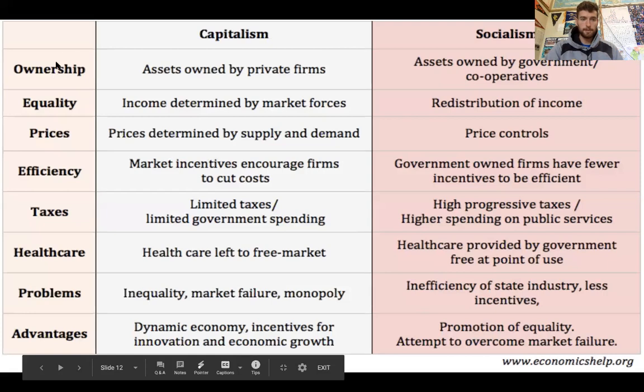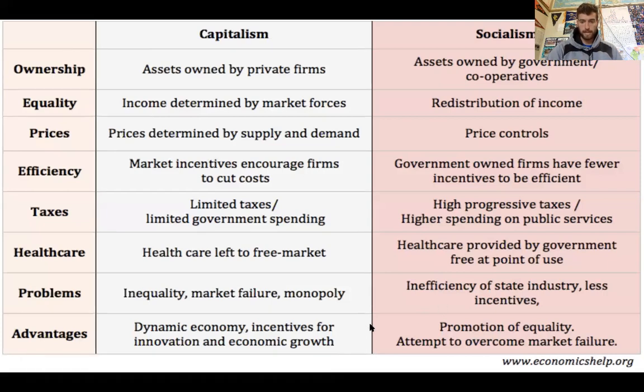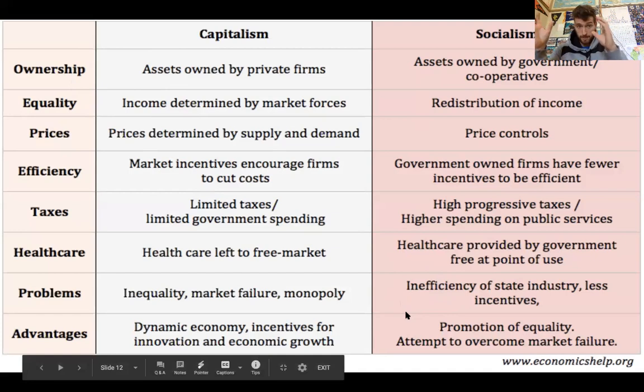So this is an image that explains the difference between capitalism and socialism. So capitalism, and we'll just roll through this. Capitalism is where the ownership, right, of who owns the product, who owns the resources, is held by private firms, okay? Whereas in socialism, they are owned more so by the government, okay?